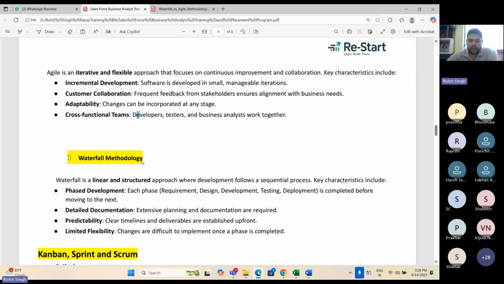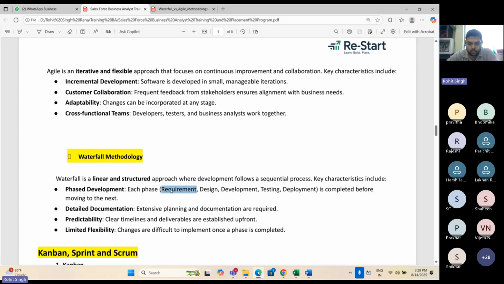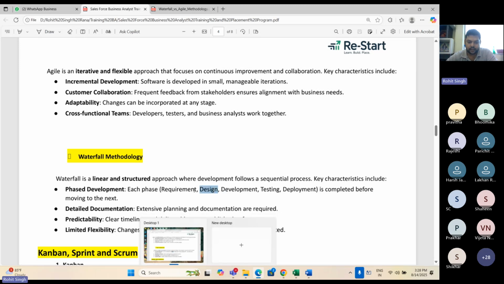ठीक है, that means अगर आप एक प्रोजेक्ट पे हो तो यू आर डूइंग रिक्वायरमेंट once 100% done, then design, then 100% done development, then 100% done testing, then 100% done deployment. तभी हम आगे बढ़ेंगे, which means each phase is completed before moving to the next phase. यानी कि जब तक we are not done with the requirement of 100% feature and its functionality, we cannot start the design. ठीक है 100%.